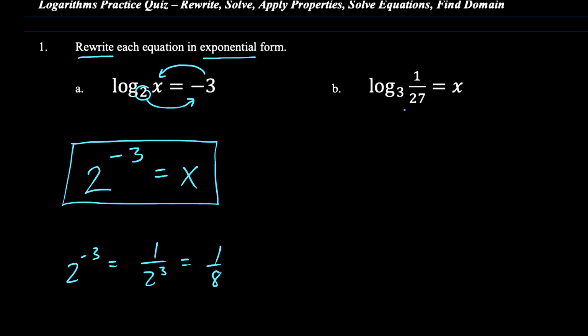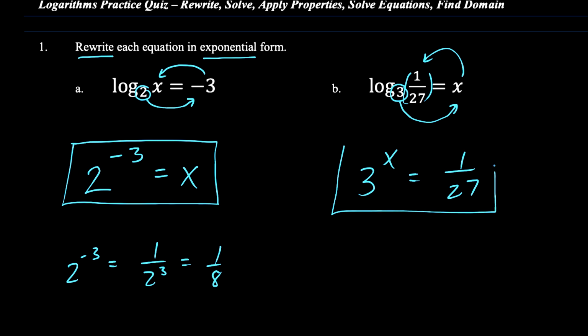Over here, same idea. We're just going to practice this. We're going to take that base of 3 and raise it to the x power. So we're going to have 3 to the x, and that's going to equal what we call our argument, whatever's inside that log. We can put parentheses. So it'll equal 1 over 27. And again, we're not looking to solve for x here because it simply said to rewrite.